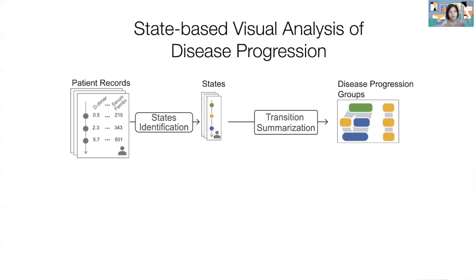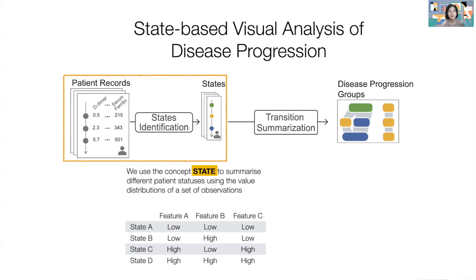Therefore, instead of using an end-to-end model, in this study we propose a two-phase method to provide users more control over the process of disease progression analysis. In the first phase, states are identified to describe different patient status using the value distribution of a set of observed features. For example, suppose three features A, B, C are recorded for each patient at each time point. Then we can describe different patient status using states based on the value distribution of the three features.